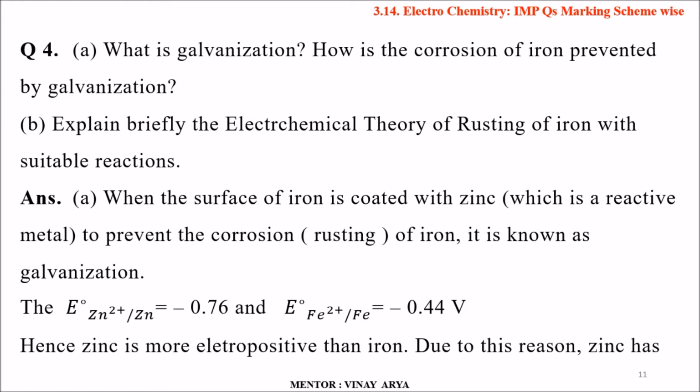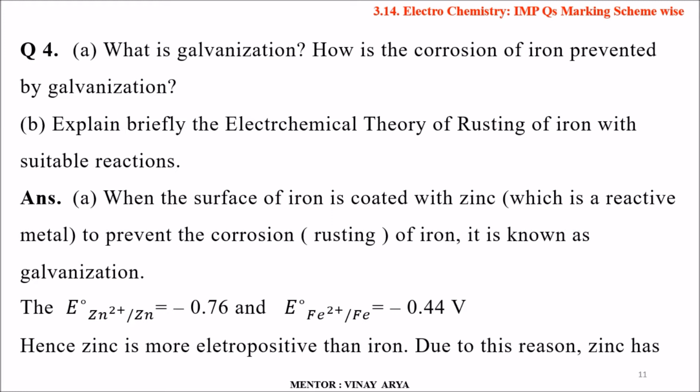Coming to the answer of it, the first part, when the surface of iron is coated with zinc, which is a reactive metal, to prevent the corrosion, rusting of iron, this is known as galvanization, or rather we can say the coating of a more reactive metal zinc over a less reactive metal iron is known as galvanization. E naught for zinc ion to zinc is minus 0.76 volt, and that of E naught for Fe plus 2 to Fe is minus 0.44 volt.